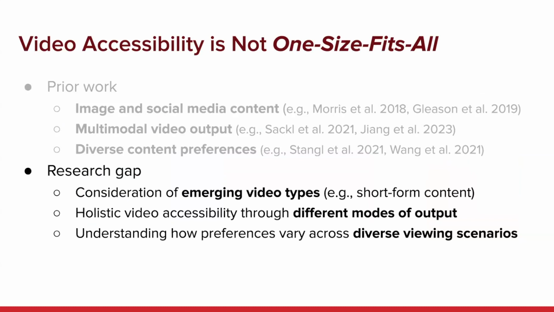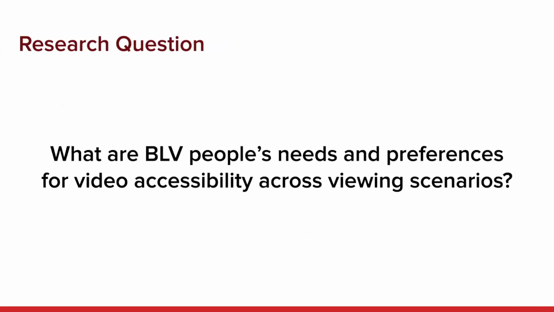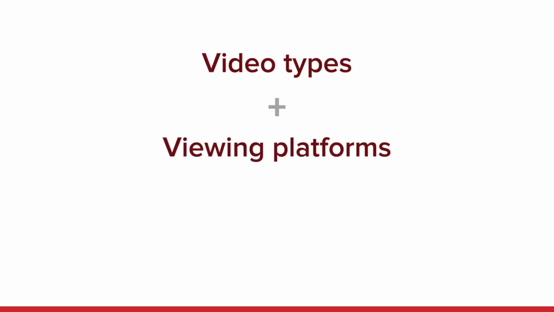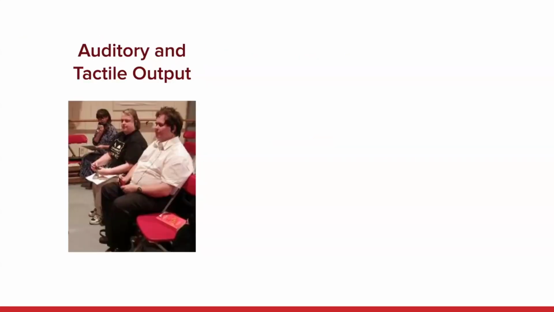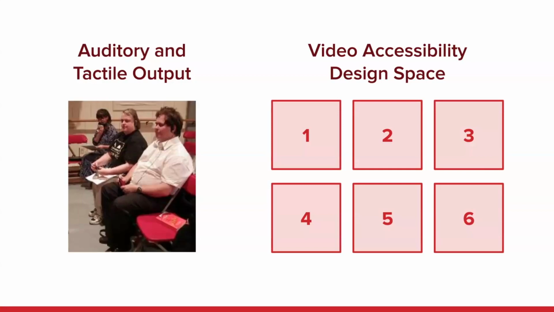However, most work in this area does not consider short-form video content or additional modes of output. Additionally, a vast majority of prior research has focused on creating universally satisfactory descriptions, but video accessibility is not one-size-fits-all. This emphasizes the need to better understand how users' unique video watching scenarios can influence their needs and preferences. In our paper, we explore how different video types, viewing platforms, and viewing goals can impact blind and low vision people's video accessibility preferences. We also explored auditory and tactile output and defined a six-dimensional video accessibility design space to guide future work.